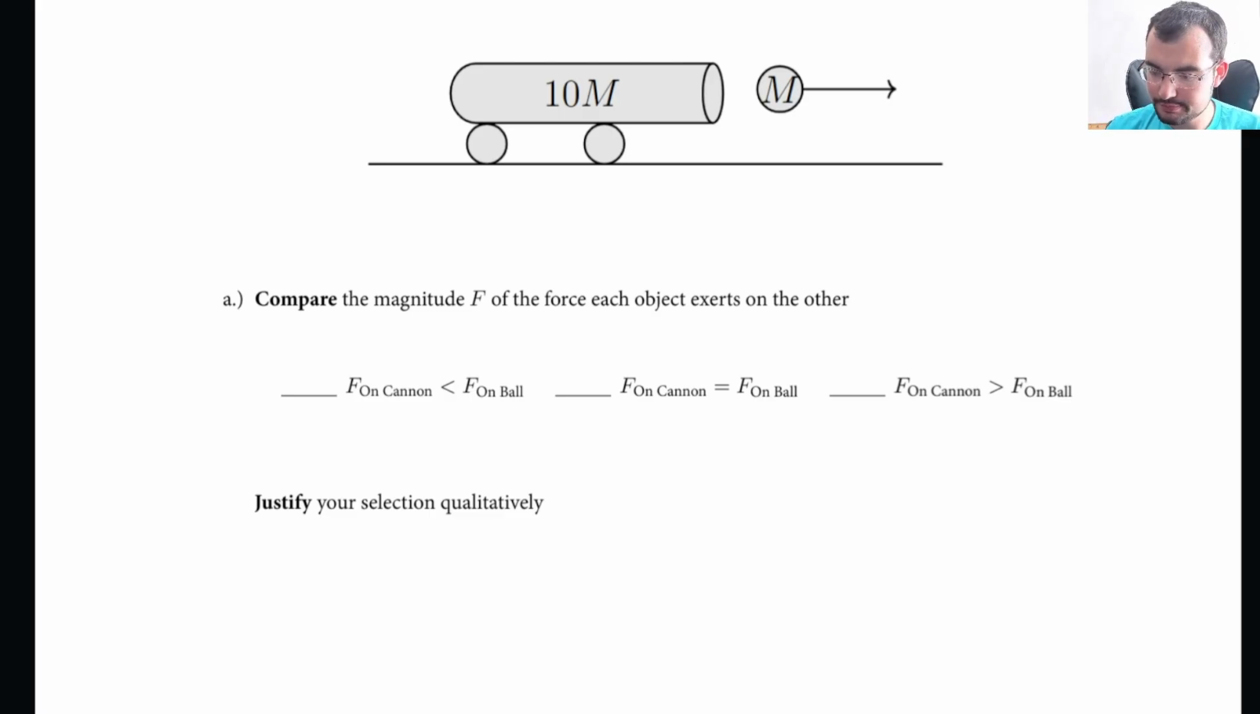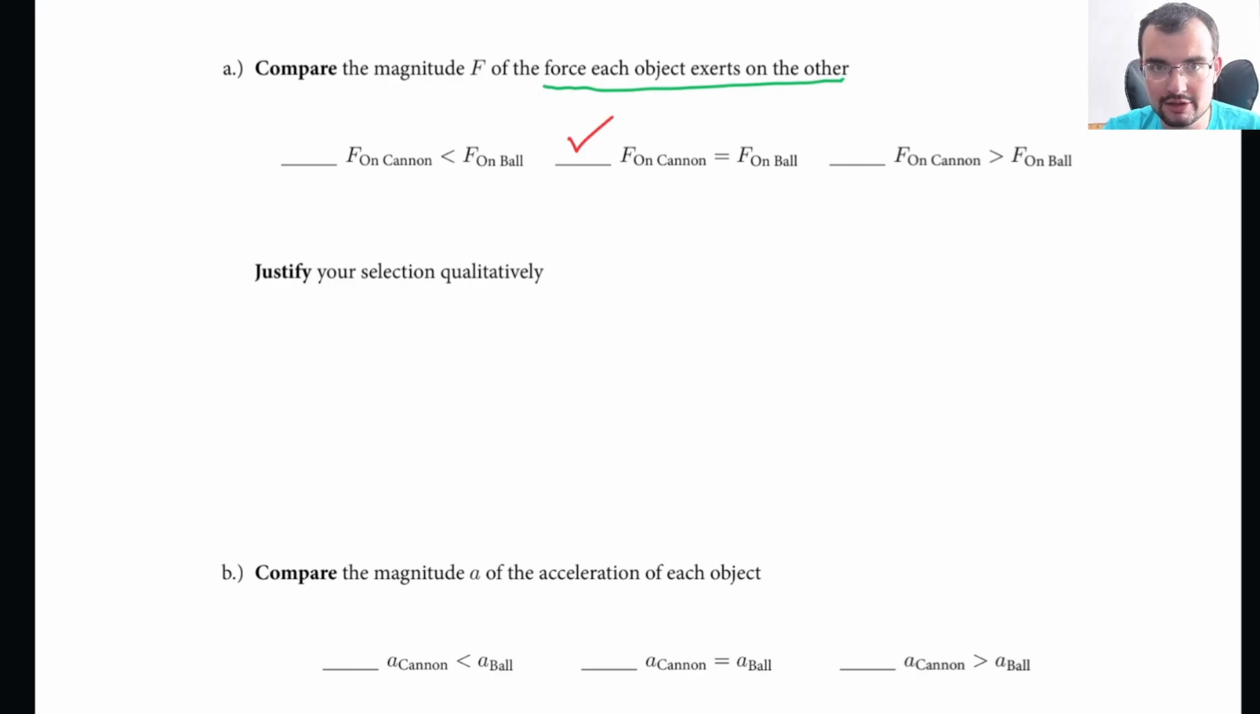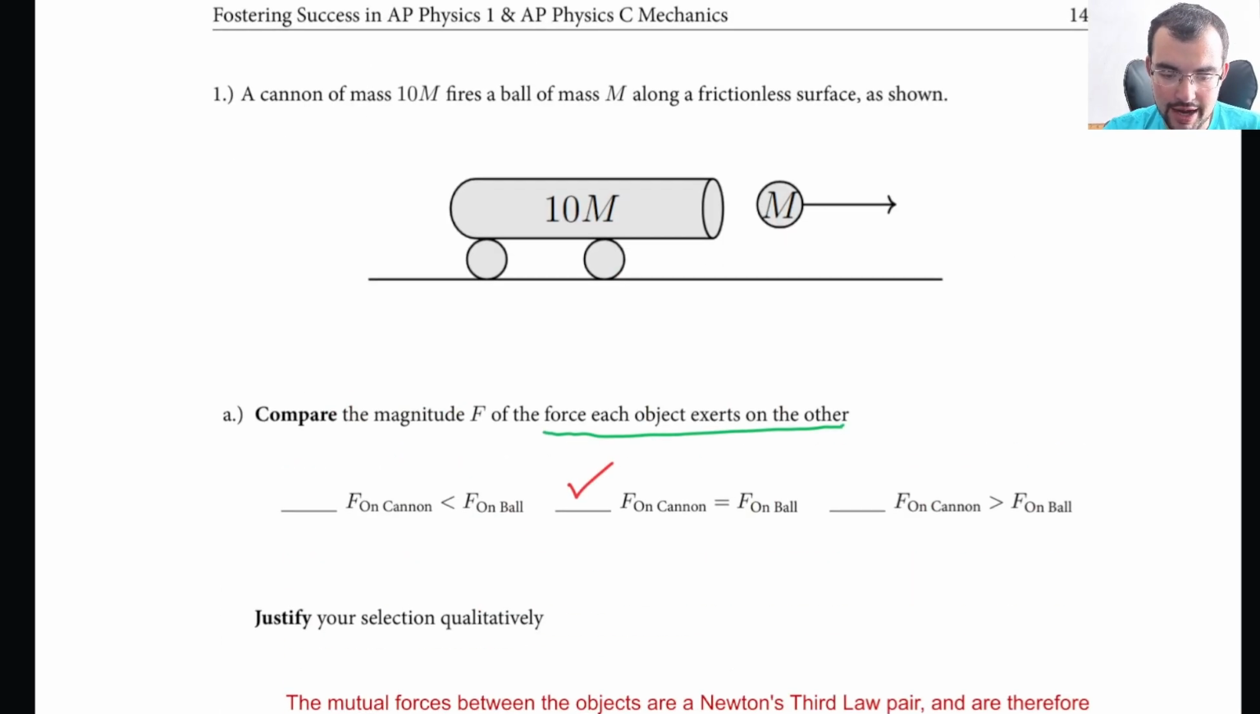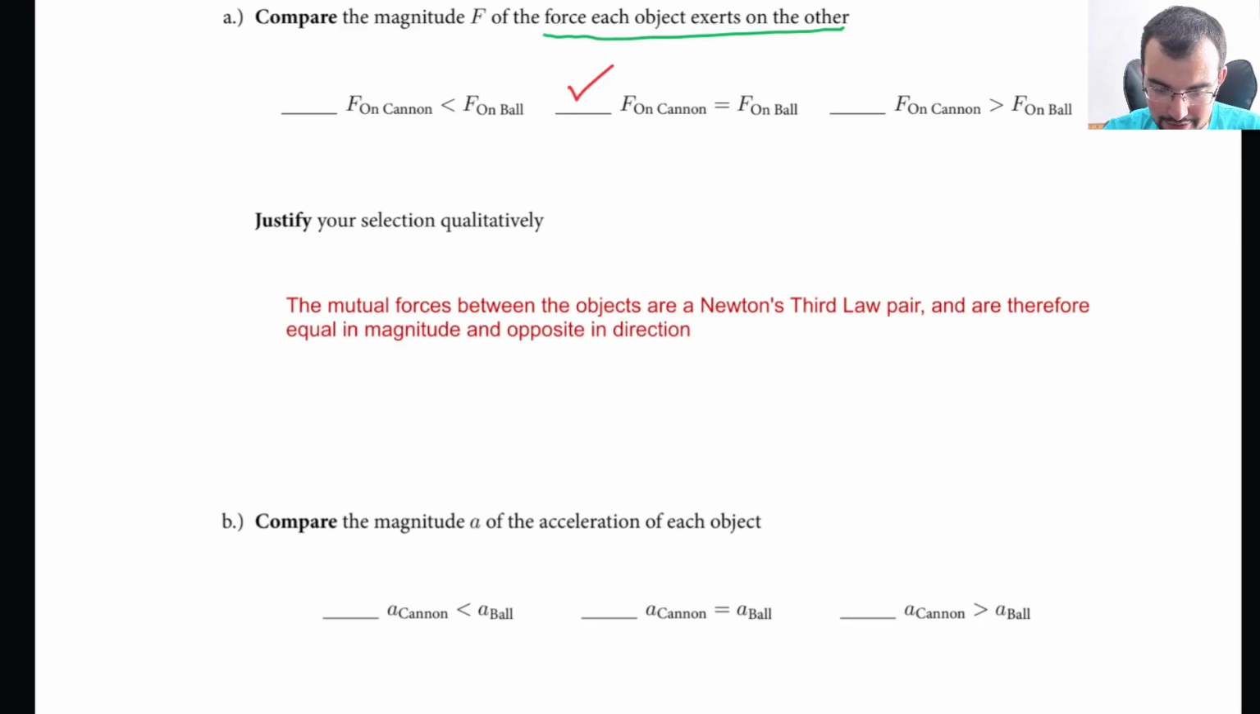Okay, well, I really can just stop right here, right? The force each object exerts on the other. What does that sound like? That is absolutely just Newton's third law. Anytime objects are interacting, forces exerted on the objects are equal in magnitude and opposite in direction. So, mutual forces are always just a Newton's third law pair. Cannon exerts a force on ball. Ball exerts equal force with opposite direction on cannon.